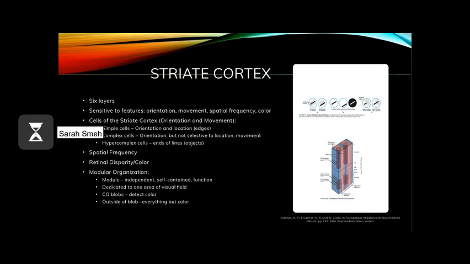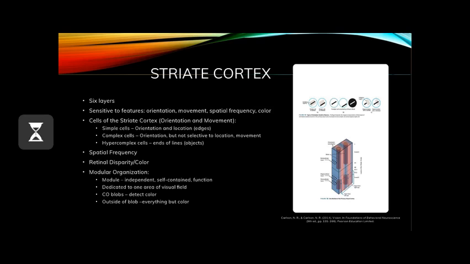From the LGN, the information is then sent to the striate cortex. There are 6 layers within the striate cortex, and they are sensitive to features such as orientation, movement, spatial frequency, and color. Orientation and movement are analyzed by simple, complex, and hypercomplex cells. The complexity of these cells increases as one moves down the layers. This area of the brain also processes spatial frequency, which analyzes different levels of brightness to provide definition of form. Retinal disparity provides depth perception.